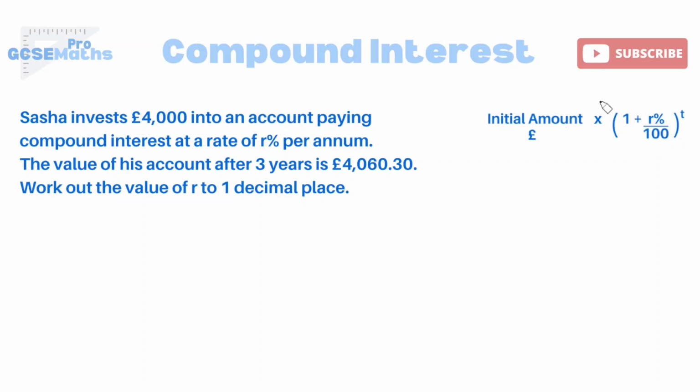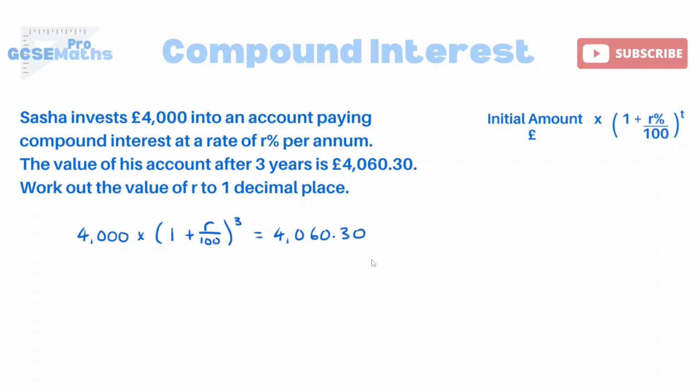So you can see, of our formula, we've been given the initial amount, we've been given the time, and this is effectively the answer, isn't it? So I'm going to set up my equation with all of these pieces. So my initial amount is 4,000 times by 1 plus, now I don't know what the percentage is, so I'm going to use the letter R again, over 100, to the power of 3 years, and then I can put that as equal to £4,060.30. So you can see I've created an equation, and the only letter that I don't have is R.